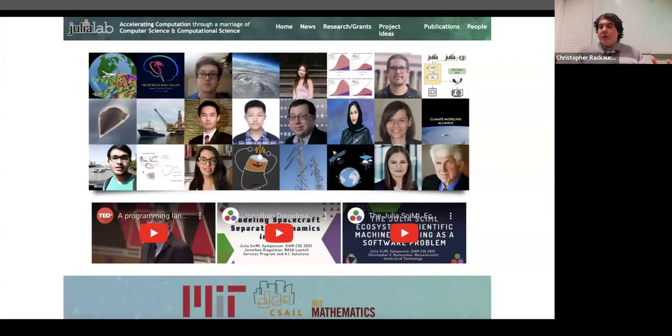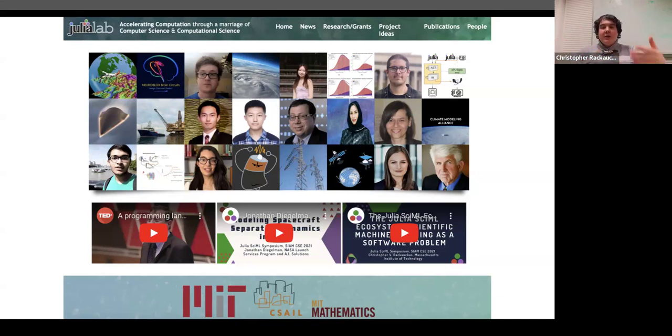The MIT Julia Lab is actually the lab where Julia was created. The four people who created Julia were Alan Edelman, the professor right here in the middle, who runs the lab, and three people he had at the time: Stefan Karpinski, Viral Shah, and Jeff Bezanson. Jeff Bezanson, I think, was actually a PhD student, where the other two were postdocs. In this lab, the three of them together with Alan created the Julia programming language.